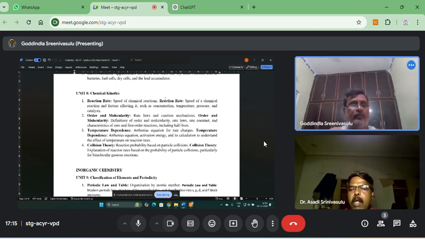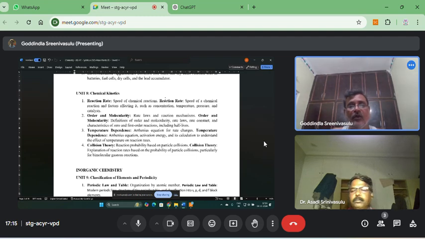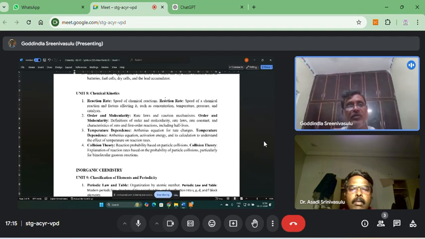to time. Then order and molecularity of a reaction, rate laws, and reaction mechanisms. Order and molecularity: when the reaction is written in terms of a mathematical equation, the power raised to the concentration term is called the order. Maybe it is zero order, first order, sometimes half order, or second order, or it may be a fraction also.